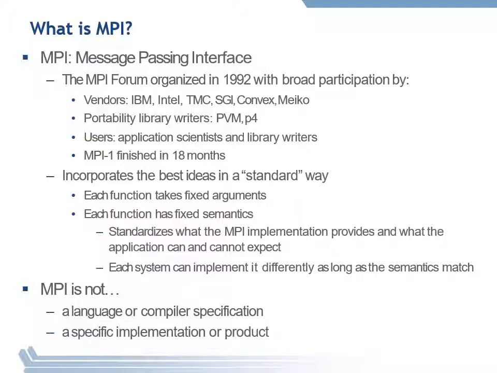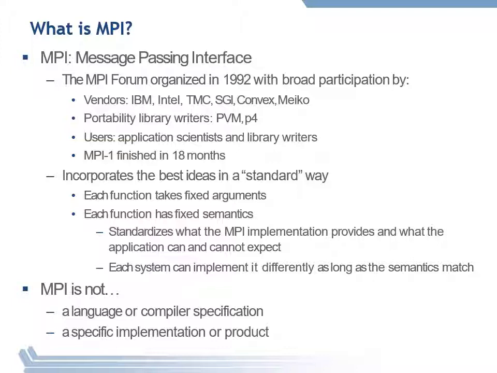So what exactly is MPI? As I said before, MPI is the Message Passing Interface which was organized in 1992 with vendors like IBM, Intel, TMC, and many others. It finished in 18 months. It takes fixed arguments, it has fixed semantics.